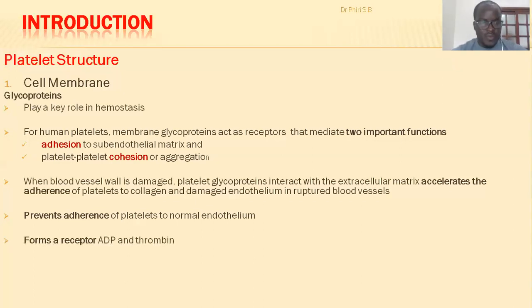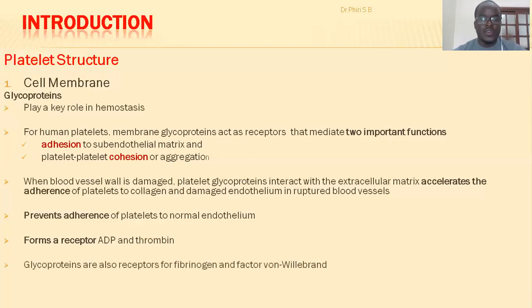They also form a receptor for ADP and thrombin. So thrombin can attach, and ADP can also attach to these glycoproteins. Once platelets are activated, they will release the contents of their granules, and some of these contents are ADP, which can go and bind to the glycoprotein of another platelet. Once they bind, they activate those platelets, and they become sticky. That will facilitate those platelets binding to other platelets for platelet plug formation.